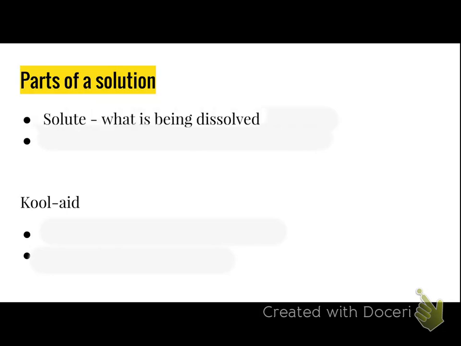So the first part of a solution is the solute. This is what is getting dissolved. So typically we would think of this as being the solid that dissolves into your liquid. And then the second part of your solution is the solvent. And this is what is doing the dissolving, what is making that solute dissolve into the liquid.